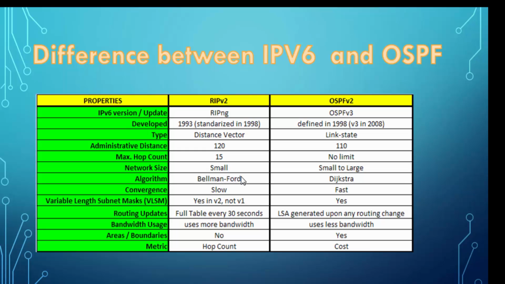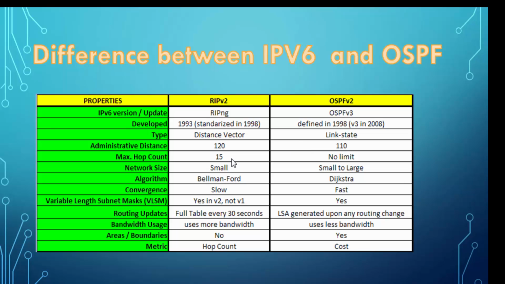Basically, RIPv2 or RIPng stands for next generation, and the other one is OSPF. Next generation means we're talking about IPv6. As you can see, they were established at different times, 1988 for RIP. RIP is a distance vector protocol, the other one is link state. Administrative distance, which you already know, is 120 for RIP and 110 for OSPF.